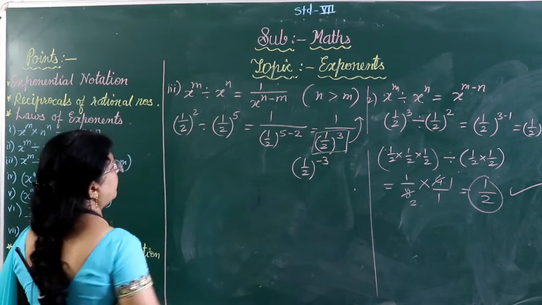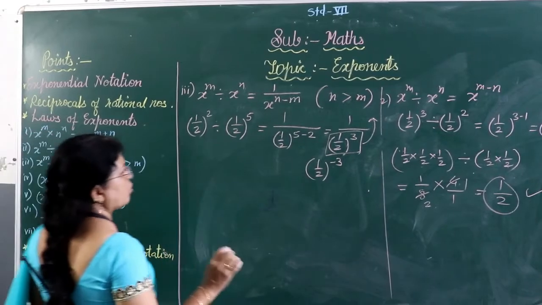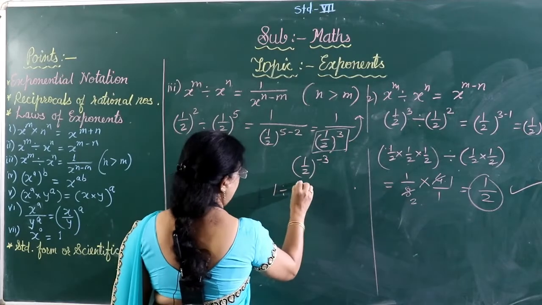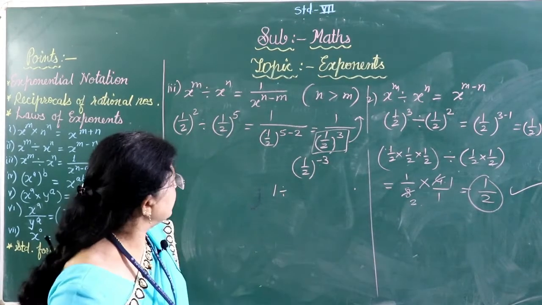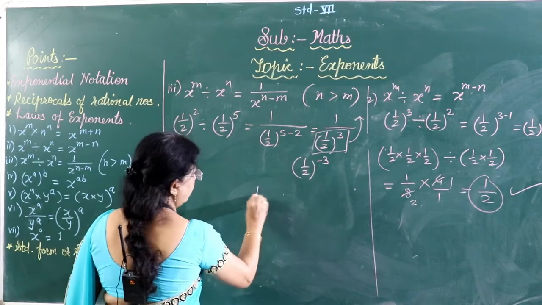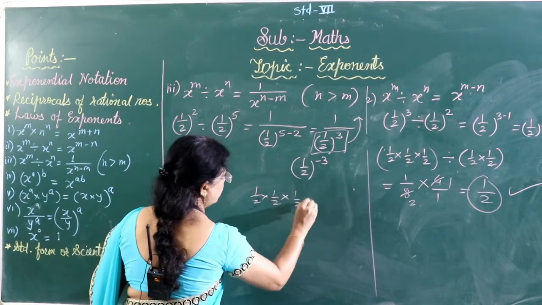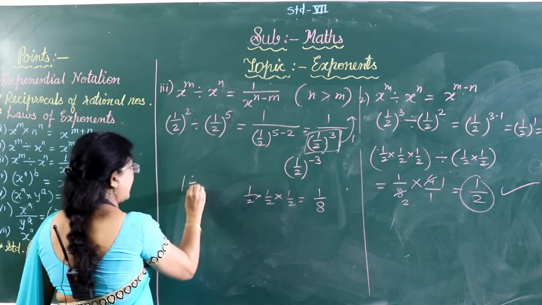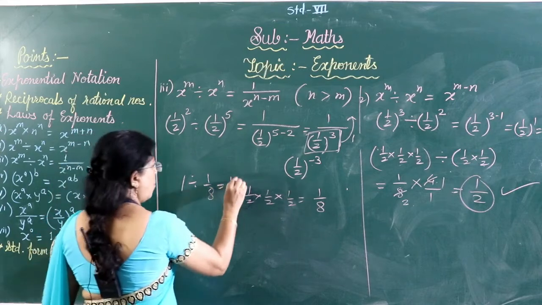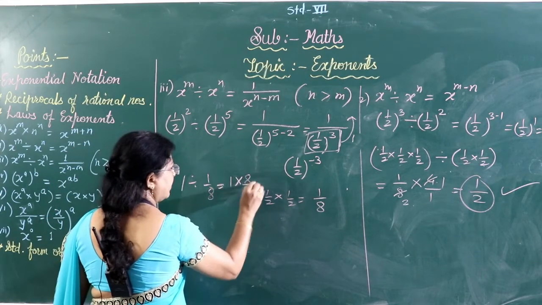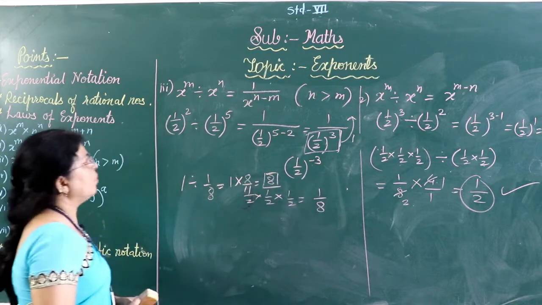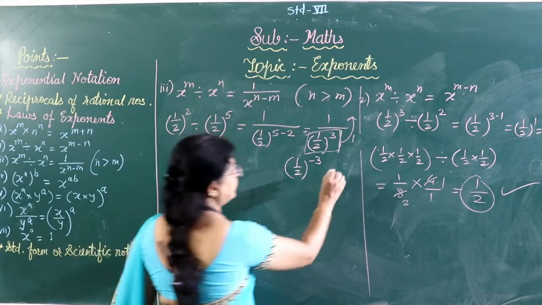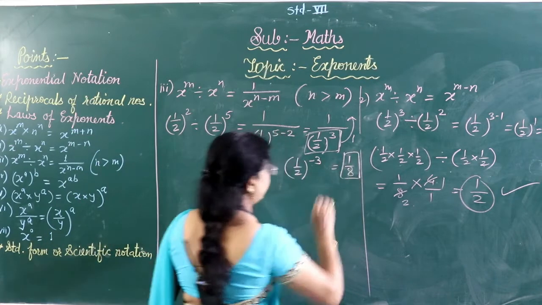You can check by the usual method also whether you get the same answer or not. This can be written as 2 cube, because 1 divided by 1 by 2 cube, we can solve like this. Okay, see, 1 by 2 into 1 by 2 into 1 by 2, we will get 1 upon 8. Means 1 divided by 1 upon 8 will be equals to 1 multiplied by the reciprocal of this, 8 by 1, means you will get the answer 8. Or by the usual method also you can solve, whether you get the 1 by 8 answer or not, you can check.